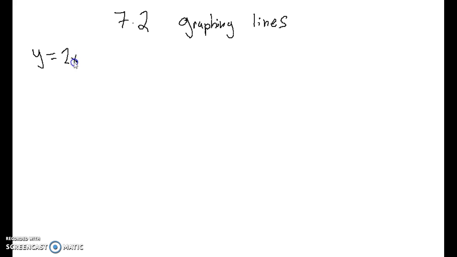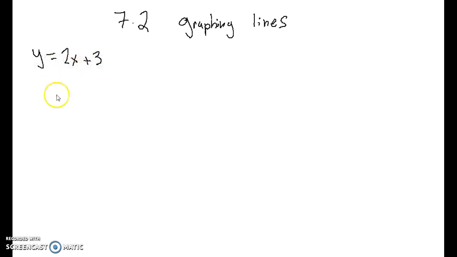Okay, so today we are going to continue our lesson on graphing. Section 7.2 is all about graphing lines. So what is our equation going to look like? It's going to look something like this: y is equal to 2x plus 3.